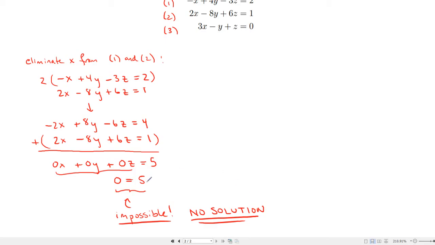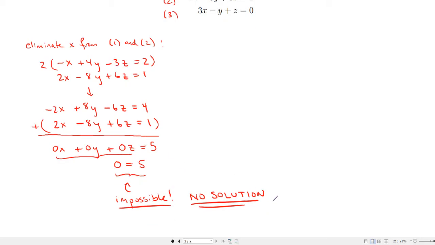So this can still happen in higher dimensions, but that's what we would say. Or another terminology for it is it's inconsistent. Okay.